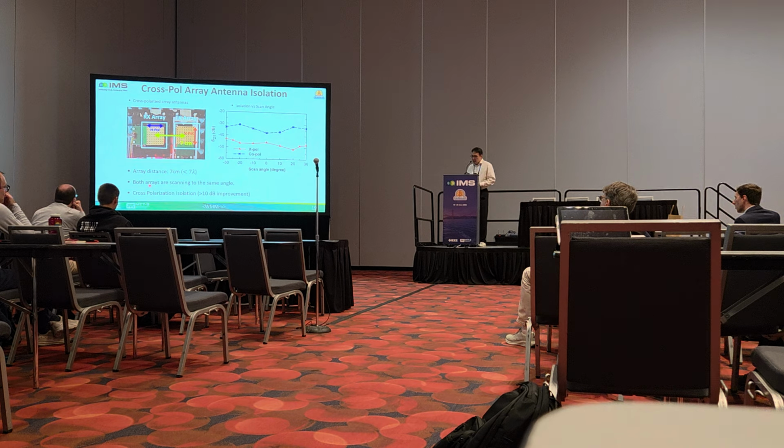This is the system. To have high isolation between the TX and RX apertures, we separate these two. Not only do we separate these two, we also use different polarizations for the two arrays. So when we scan the 2 arrays to the same direction, our isolation can be more than 40 dB. If we use the same polarization, isolation is less than -30. By using cross polarization, we can achieve more than 10 dB higher isolation.